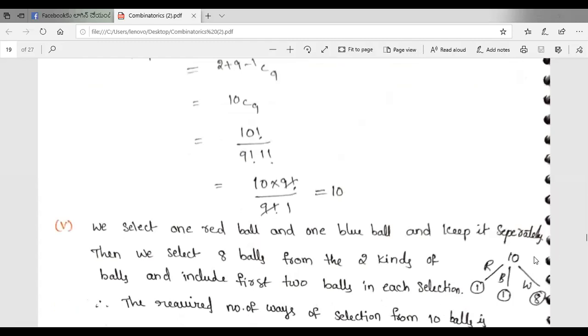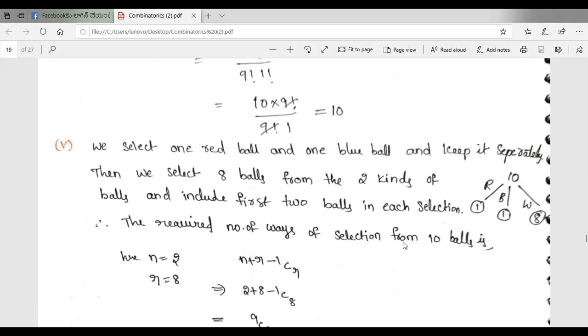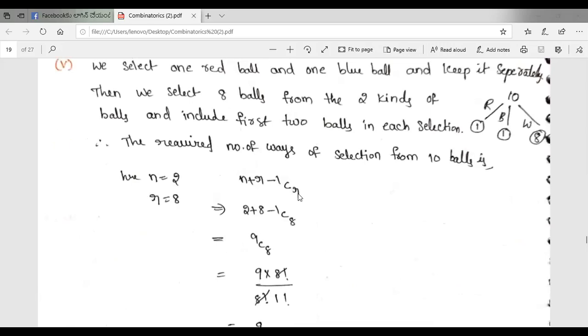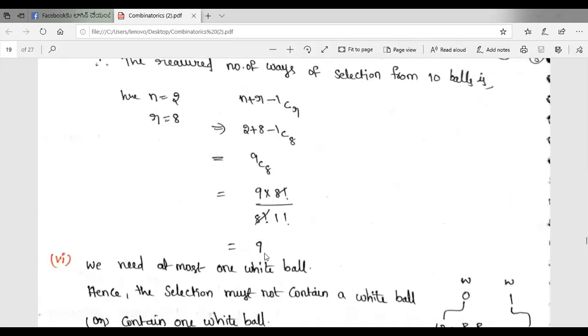That means we have to select 10 balls. In that, the first 2 selections are common to every combination, that is one red ball and one blue ball. The remaining 8 balls we have to select from the remaining balls. So the required number of ways of selection from 10 balls is n equal to 2, r equal to 8. The formula is n plus r minus 1 C r. So 2 plus 8 minus 1 C 8, so 9C8. We simplify this and we get the value 9. The possible ways are 9.